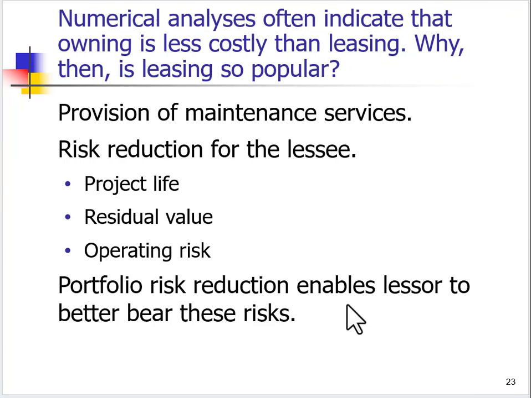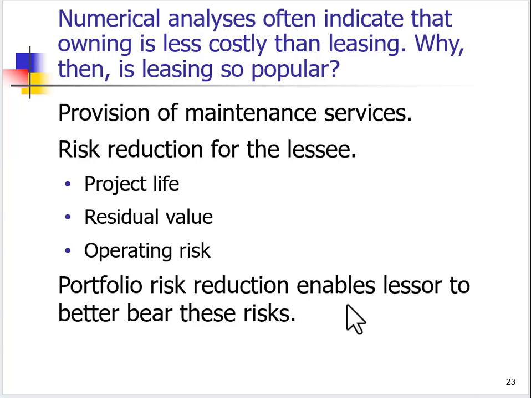So finally, what else can we look at? What other kinds of characteristics are in these clauses that we might find important to understand? Again, what about the maintenance services? What maintenance services are actually covered, and which ones aren't covered, as far as reducing the risk for the lessee? What do we know about project life, residual value, operating risk? How can the lessee reduce those kinds of risk so that they can better ensure that they'll have the asset when they need the asset?